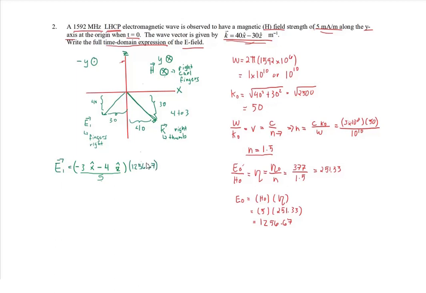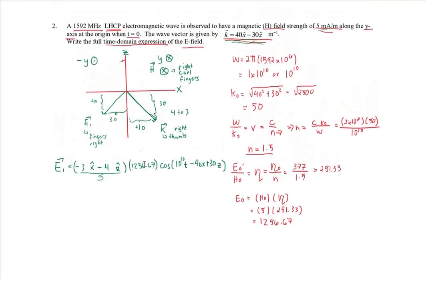Since this is t equals 0 and we're getting a non-zero value, we could assume that this is a cosine function. Then plug in our omega t. Now, is it going to be minus or plus? Since we're given positive here for x, that's going to be negative 40x plus 30z. So that is for our E1.